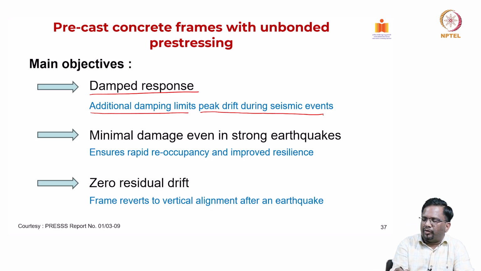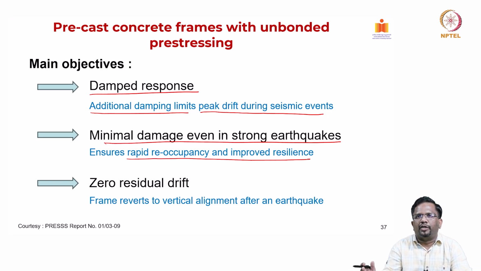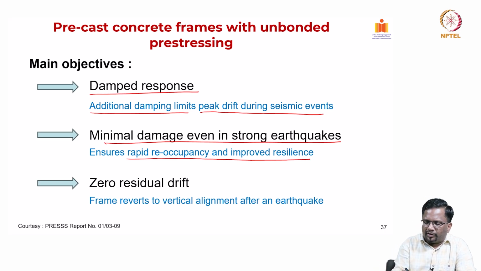And the structural system also should have minimal damage even in a strong earthquake. That means typically we accept some damage in earthquake design, but the system should only undergo minimal damage even in a strong earthquake. That will help us quickly reoccupy the building after an earthquake. For example, if you have a hospital building or an important bridge, I don't want to have damage, and if you are not able to utilize the structure, then we will have problems, right? So we also want to design a system in such a way that it will have only minimal damage after a strong earthquake. The next one is zero residual drift.